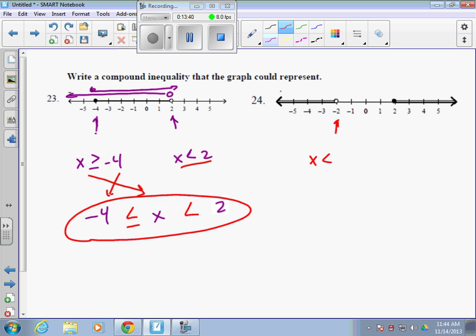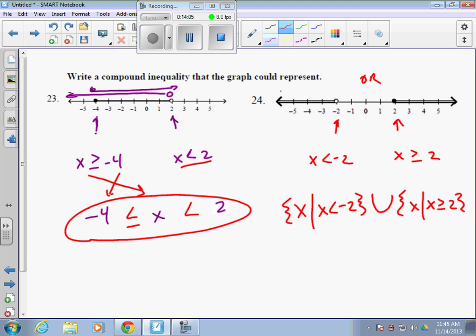X is less than negative 2. X is greater than or equal to 2. They're not facing each other. There's no overlap, so this is going to be an OR inequality. So x such that x is less than negative 2, if we're writing them in solution set, or, remember that's the symbol for or, x such that x is greater than or equal to 2.